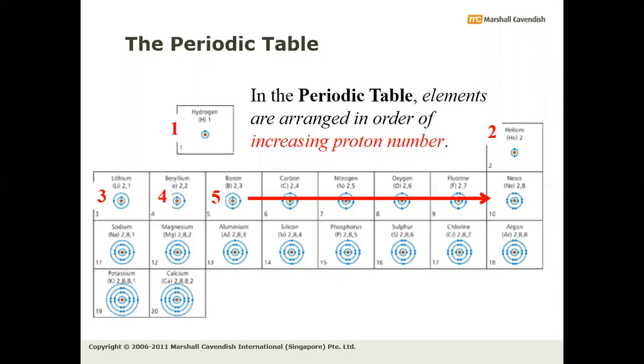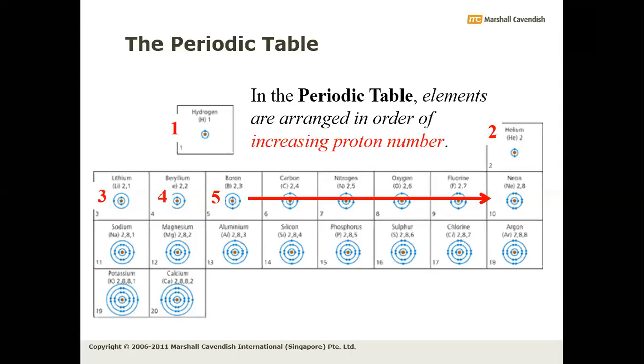So as you move across the periodic table in the periods, the number of protons increases, and so does their electronic configuration change. And elements across periods are never the same. They are different, and properties change quite distinctly.